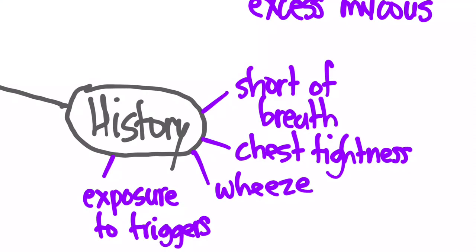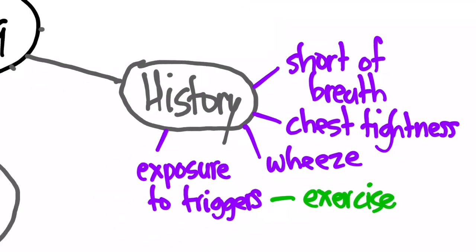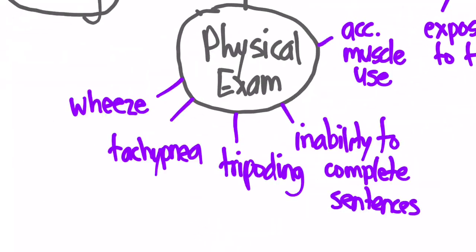So asthma presents with usually shortness of breath, chest tightness. Patients might hear themselves wheezing. There's usually an exposure to particular triggers. Like what? Most commonly in young kids, I would say exercise. Okay, we can put that in here too. Exercise is one of the triggers. And now we're going to move on to the physical exam.